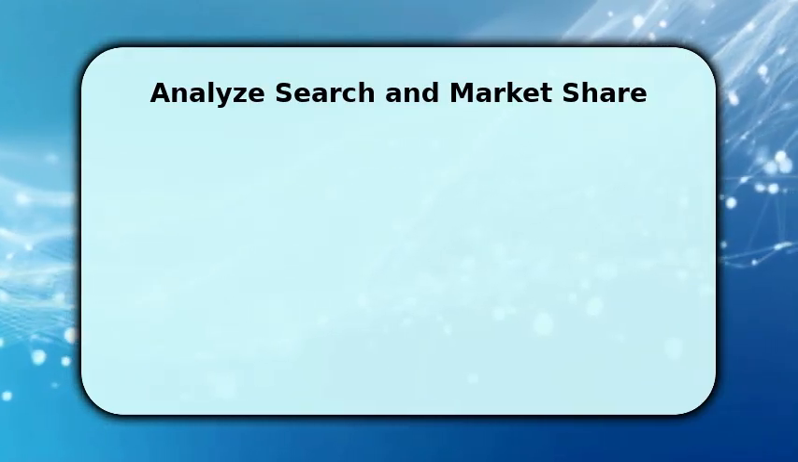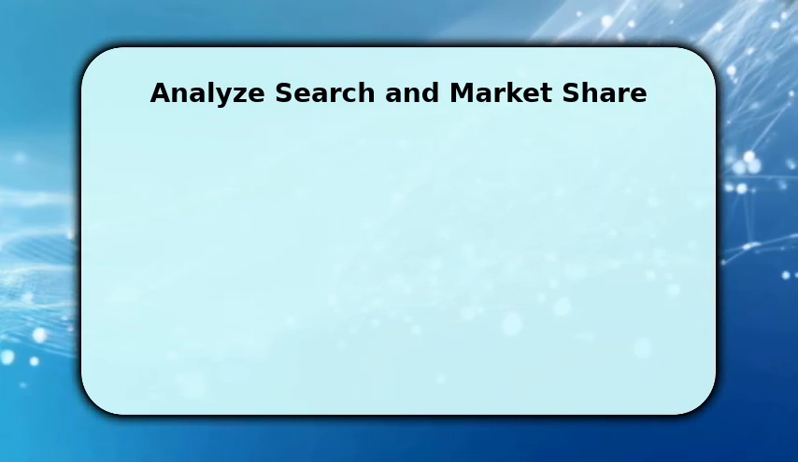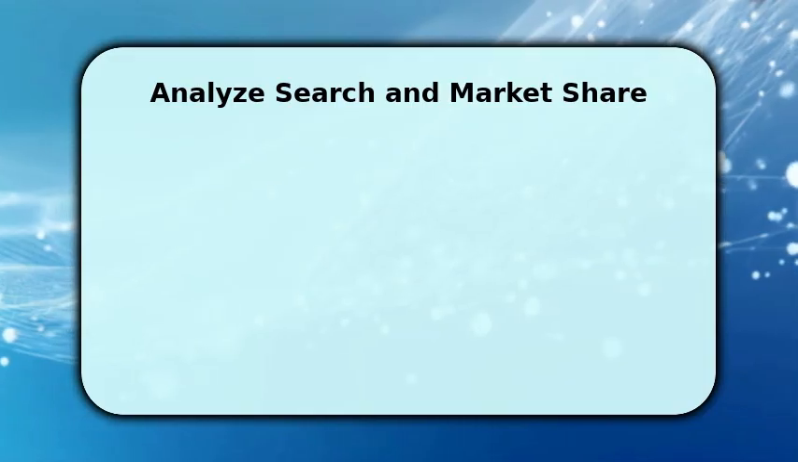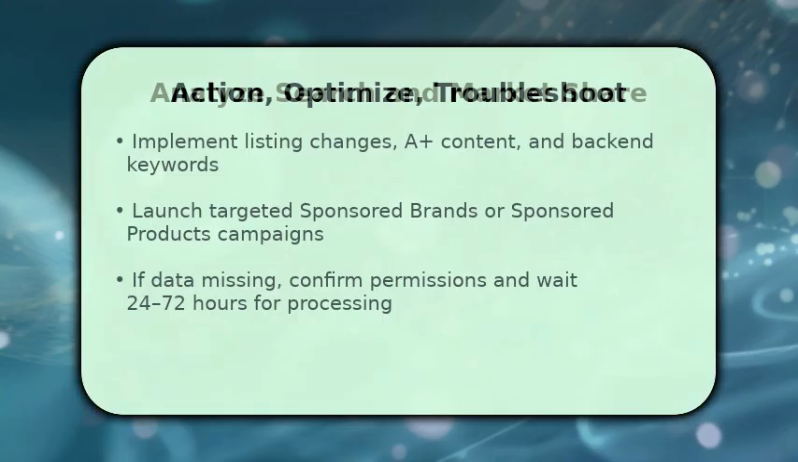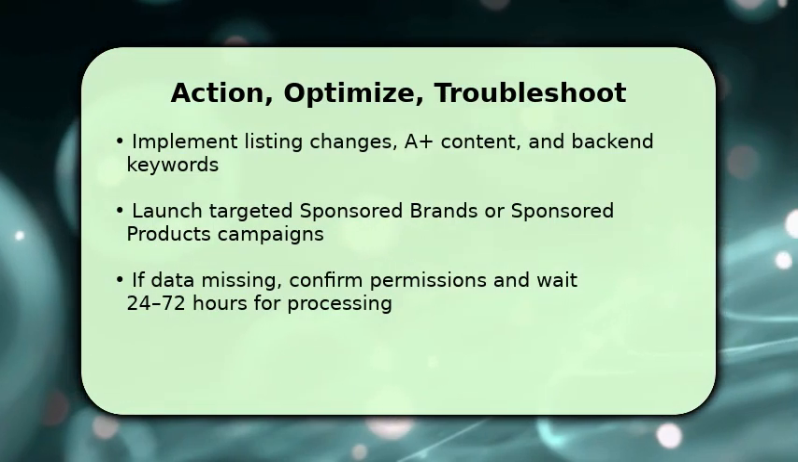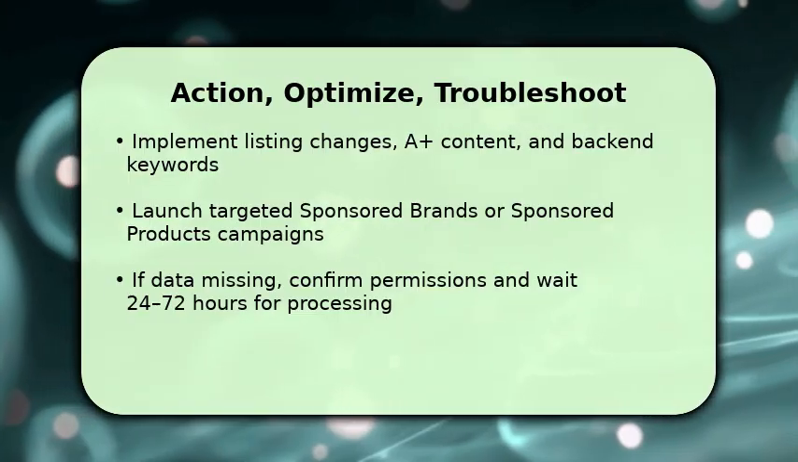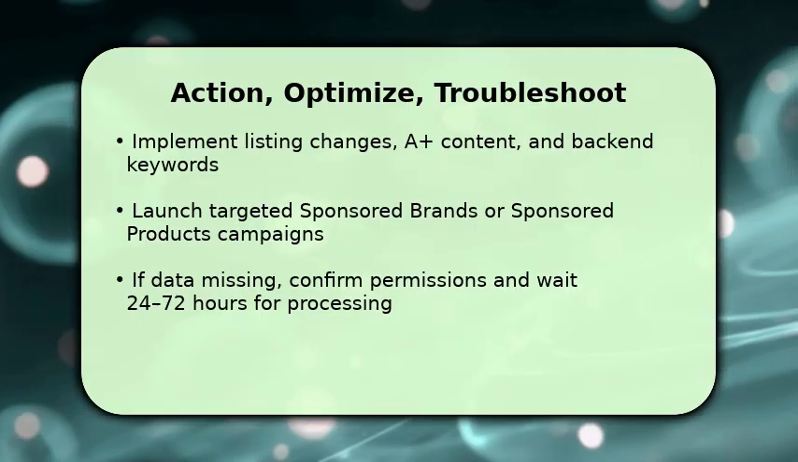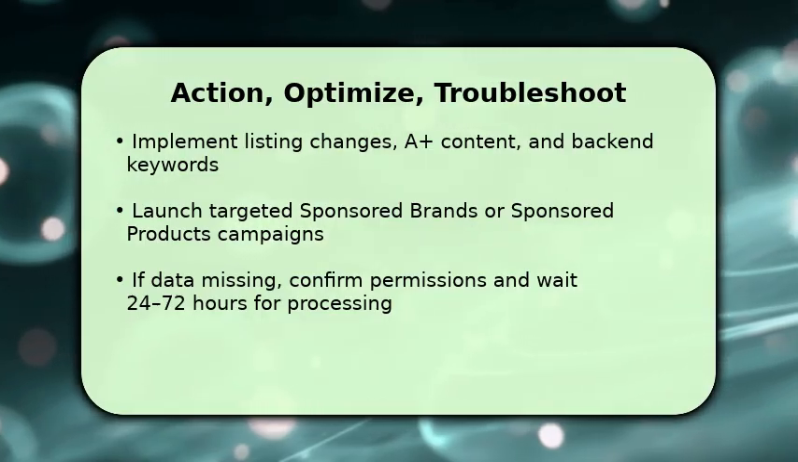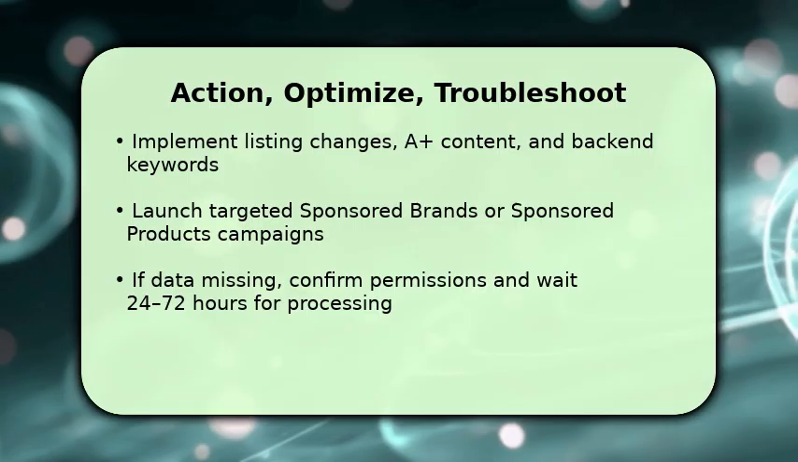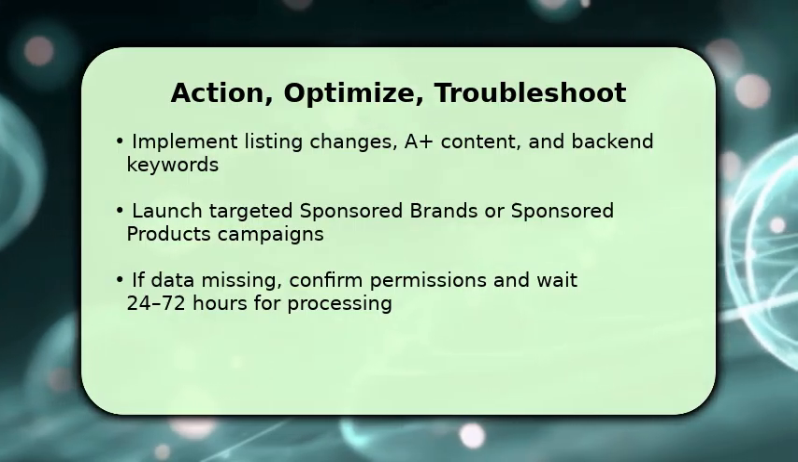Now act on insights. Optimize titles, bullets, images, and backend keywords for high-impression, low-conversion terms, and add A+ content where it will help. Once done, create targeted Sponsored Brands and Sponsored Products campaigns for those search queries, setting bids based on share of voice gaps. Monitor weekly, measure CTR and conversion lift.